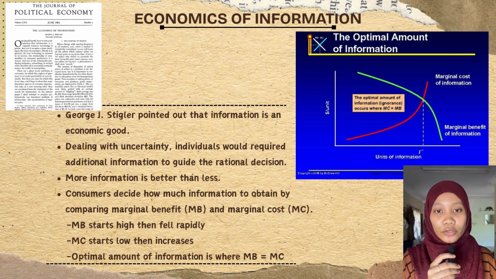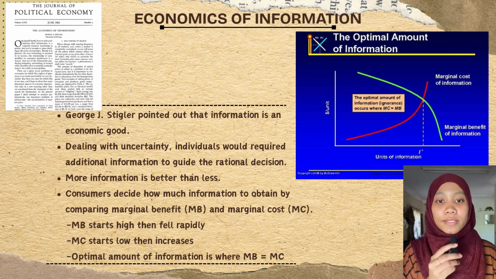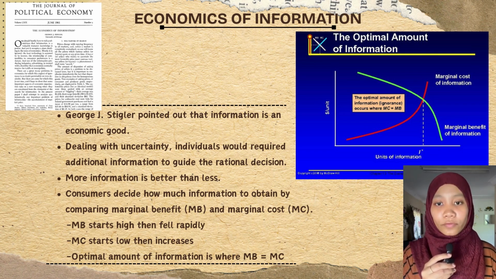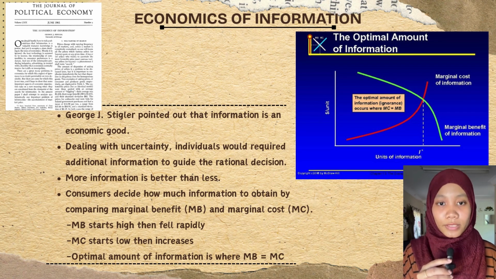George Stigler introduced the idea that information has value and cost, just like any other economic good. Before his work, economists often assumed that consumers and firms had perfect information when making decisions. So Stigler challenged this idea. George Stigler pointed out that information is an economic good. Dealing with uncertainty, individuals require additional information to guide rational decisions. More information is better than less.